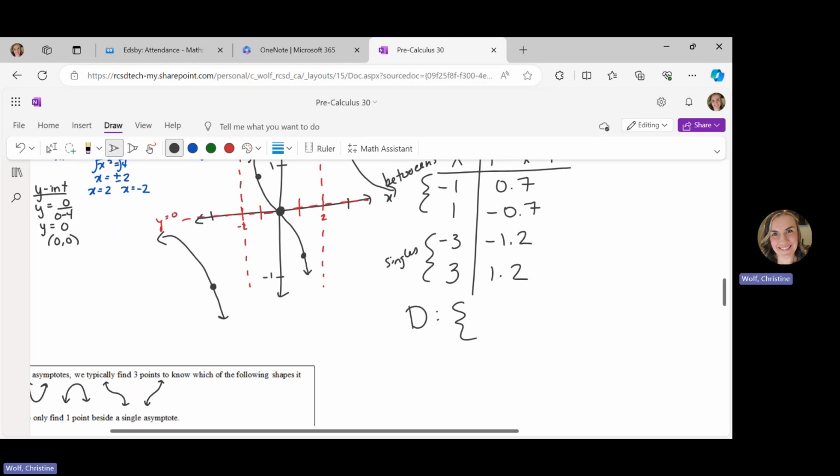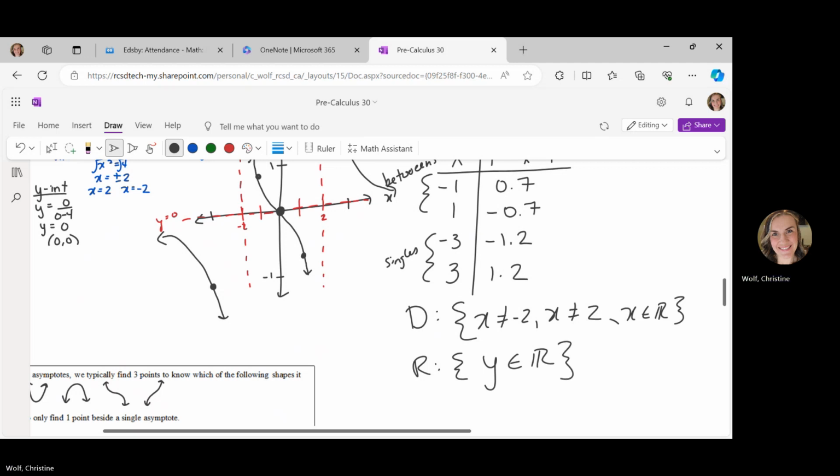But for the domain and range, you look at the whole graph as a whole. Your domain, x cannot be equal to -2. X cannot be equal to 2. We don't ever cross those asymptotes, right? All right. And your range, we go up forever and down forever because of that middle guy. He's completely bypassing that asymptote. So your range is everything because that one graph is just not listening to it.